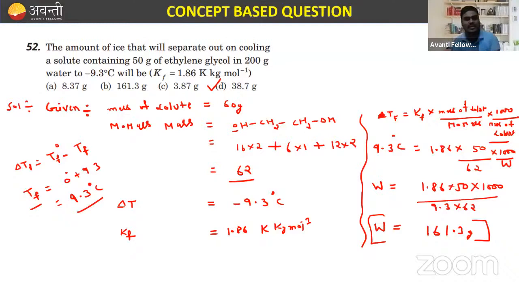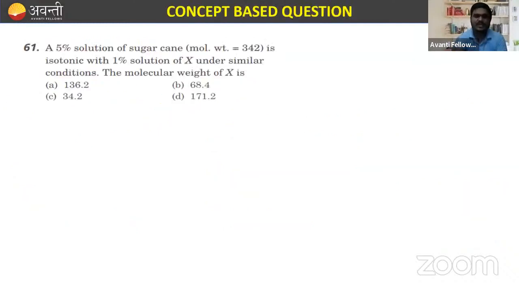So this is also a very good and very interesting question. This question is also very, very important, and you all need to solve it so that you can understand the concept in a very good way as well. In this question, what does the question ask, beta? A 5% solution of cane sugar.